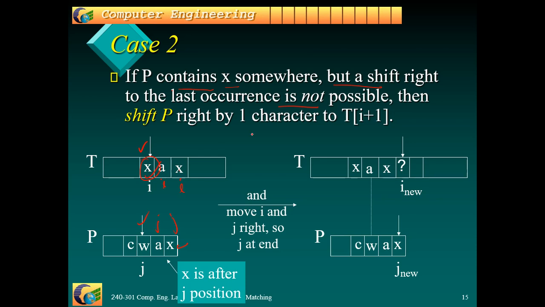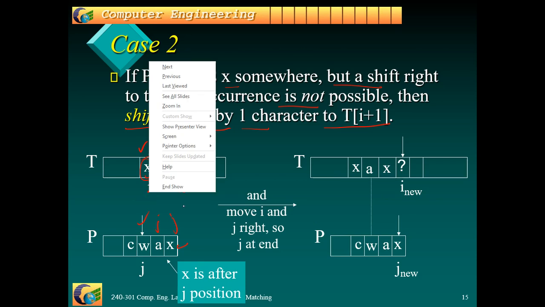So in this situation, what you do is you are going to shift P right by one character to T of I plus one. I is here, I is here. And what is I plus 1?